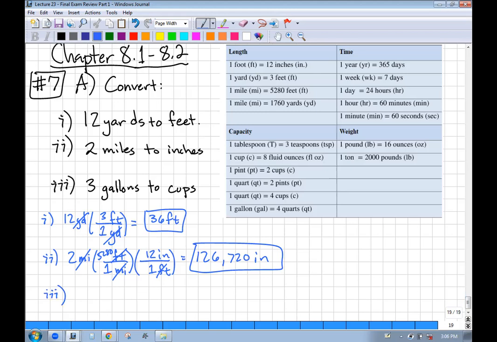3 gallons to cups. I got 3 gallons. I want to get rid of gallons and I want cups. How many cups are in a gallon? I don't know. I know how many quarts are in a gallon, and I know how many cups are in a quart. So I'm going to go from gallons to quarts, and then get rid of the quarts for cups. I know 1 gallon is 4 quarts. And let's see, I know 4 cups is 1 quart. So 3 times 4 is 12, times 4 is 48 cups.